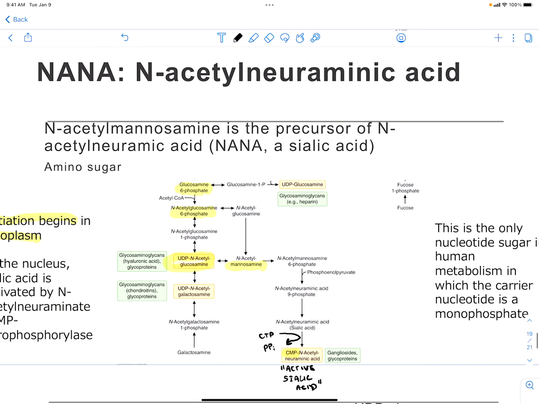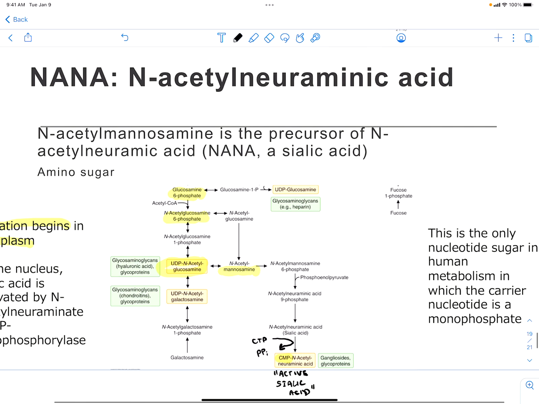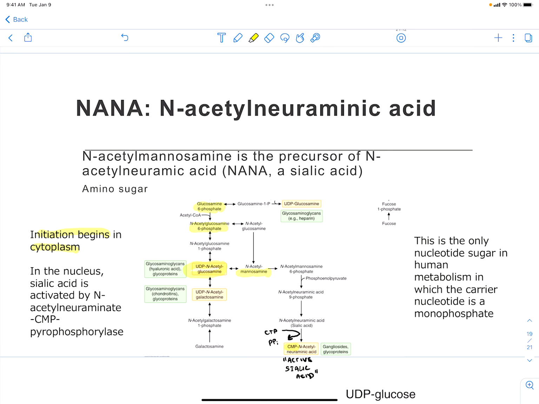Now, the other thing to point out about NANA, it's the only sugar in our metabolism that has a carrier monophosphate, that CMP. It's the only one that has that. Everything else is going to be a di, UDP, etc.